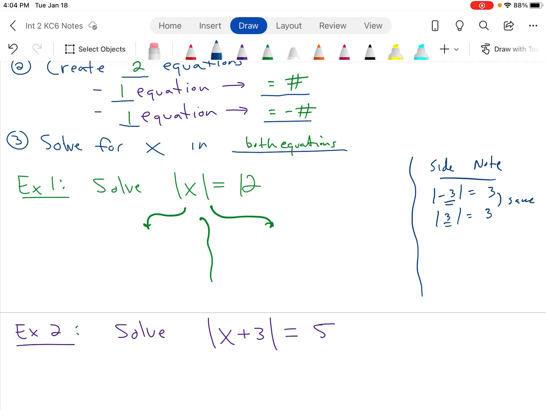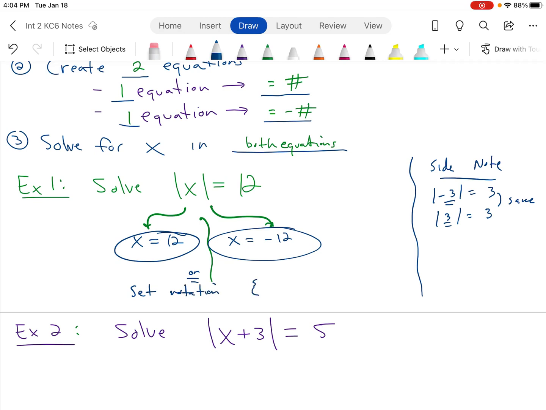So for this example, it's going to be x equal to 12 and x equal to negative 12. Now x is already by itself, so these are actually my solutions, and I'm done. Sometimes you're going to see your solutions like this, or we also use set notation sometimes. So you're going to see this as {12, negative 12}, or whatever your solutions are. I will take either answer.